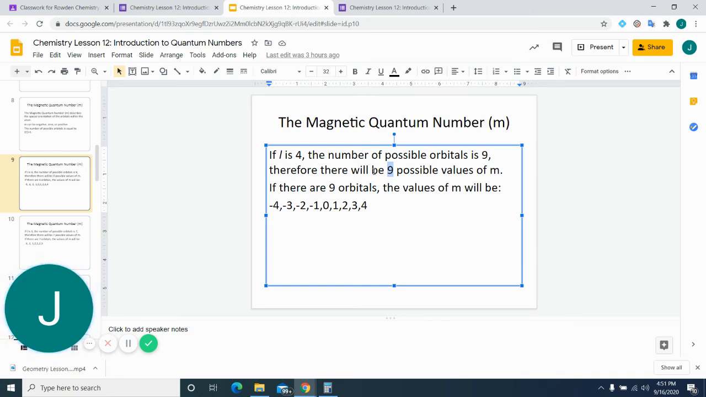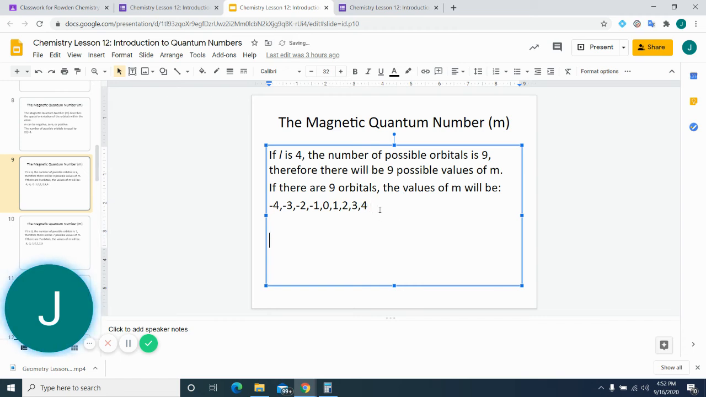Now, what are the room numbers? What are the numbers of these orbitals? And this might explain to you why this equation 2L plus 1 works. What you actually do to determine what we're going to call each orbital, if we're at 4, you would start at -4 and end at +4 and pick every number in between, including 0. So look, 1, 2, 3, 4, 5, 6, 7, 8, 9. See how that's going to work?